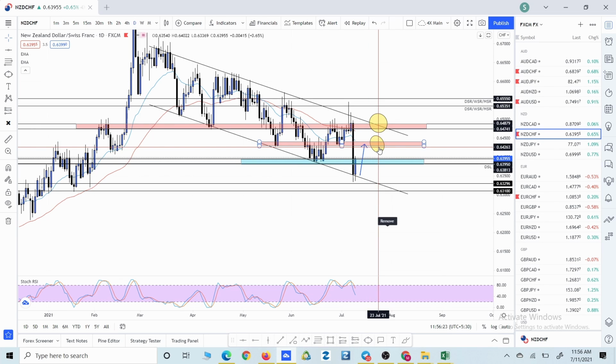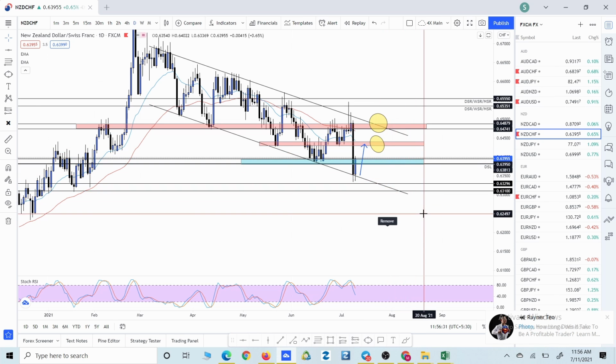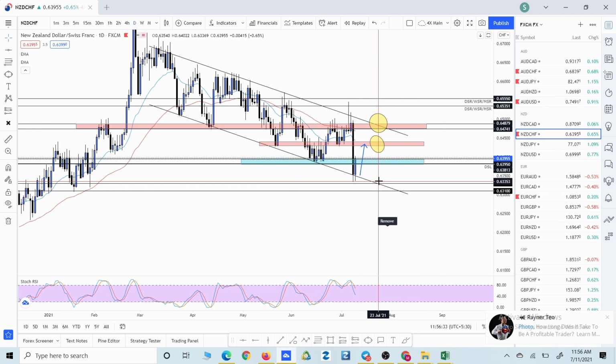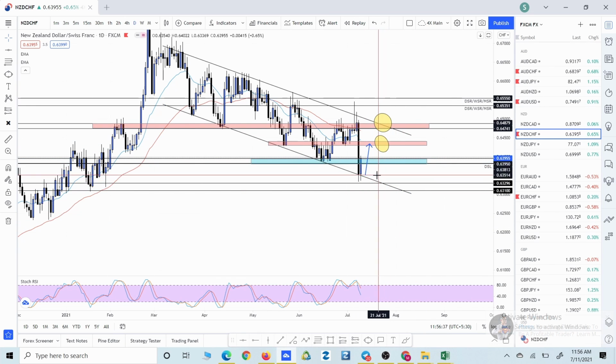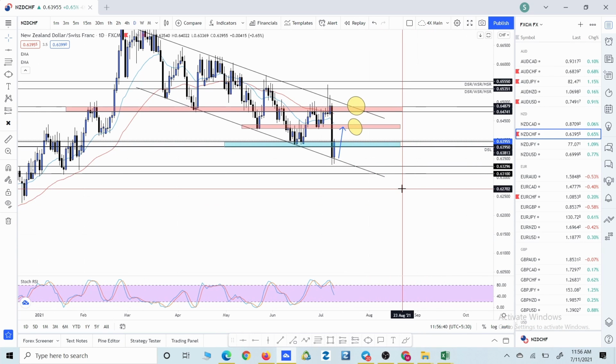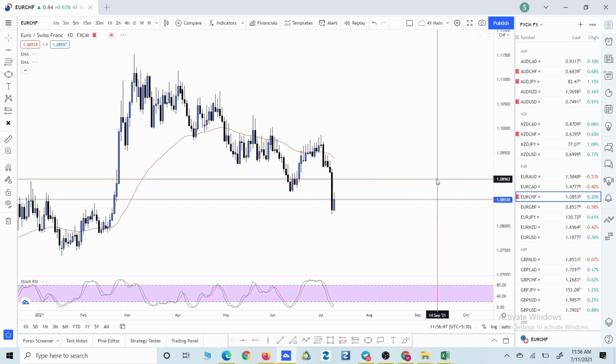Entry wise, same, guys, you can take it on the daily, you can go to 4-hour, you can go to 1-hour, depending upon your entry trigger. And target wise, you can come to the swing low, or you can take some profit on the swing low and let the rest of the trade run. So next, let's move to Euro CHF.